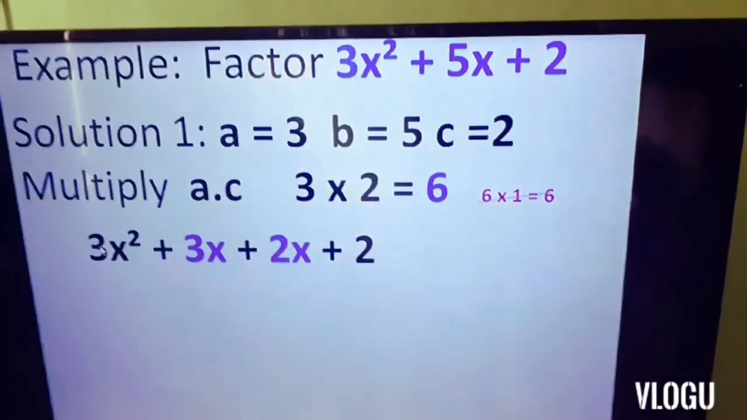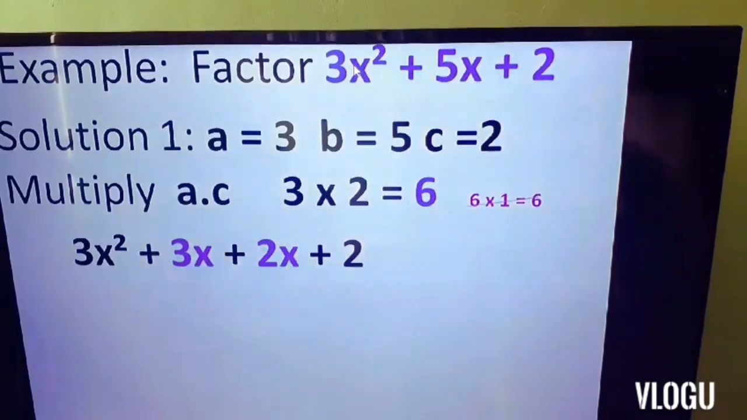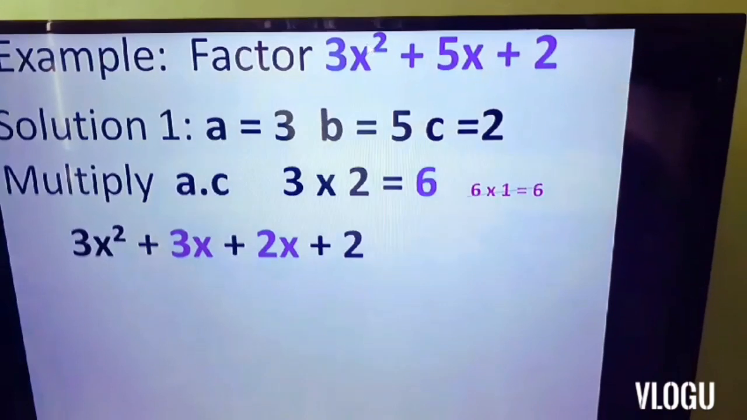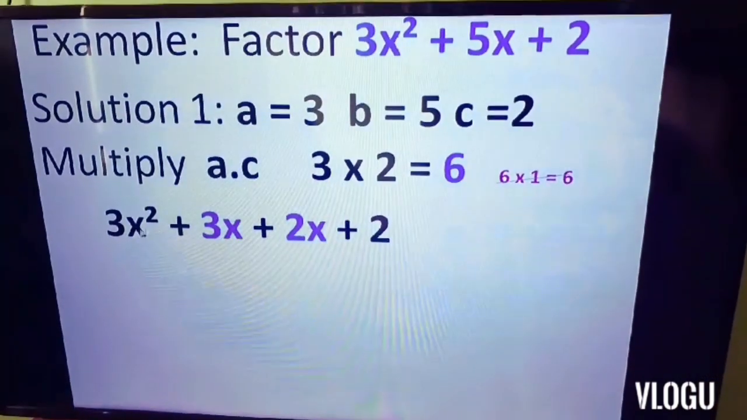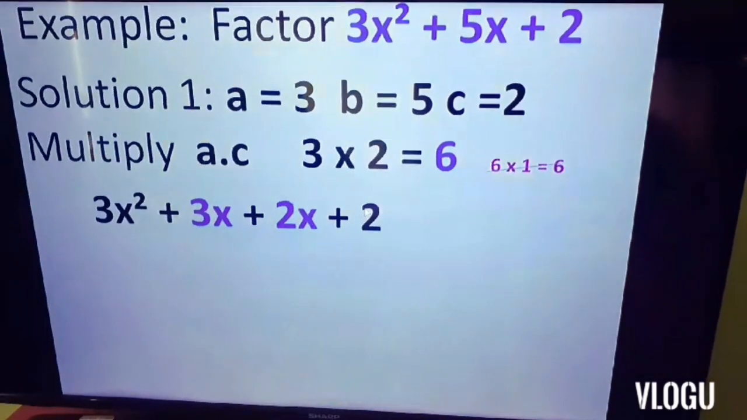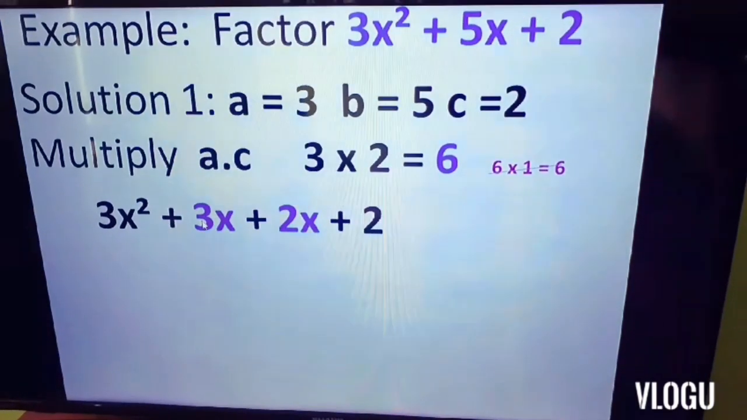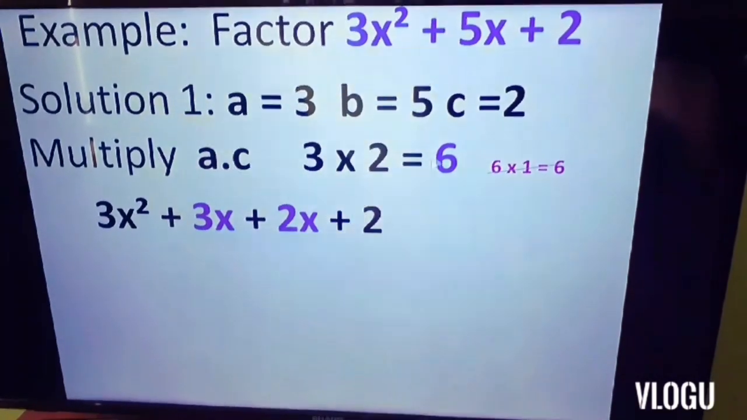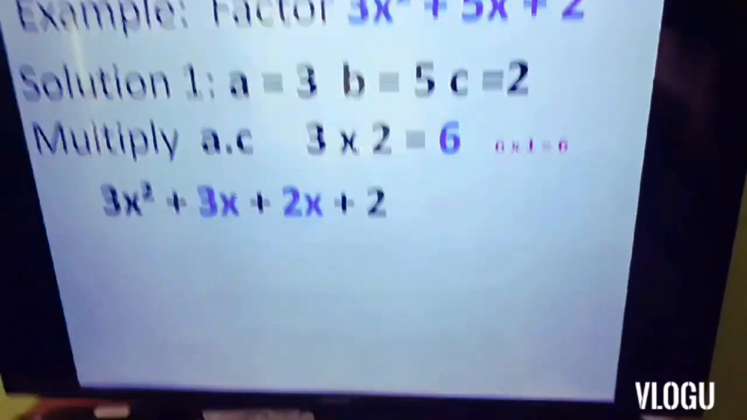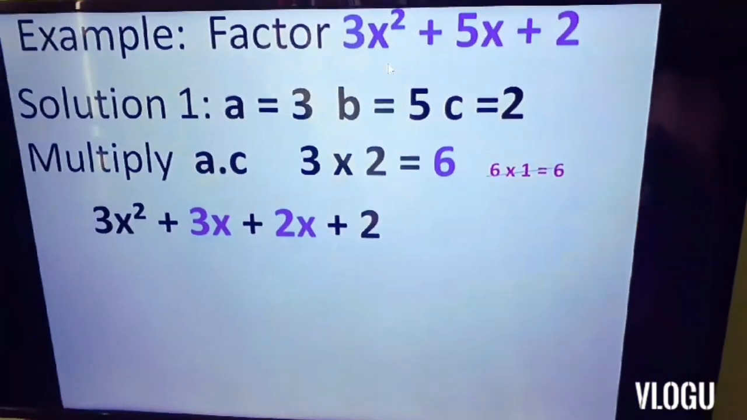Pagkatapos po natin gawin yan, we have to regroup the number. So kung mapapansin natin kanina, we have 3x squared, inupya ko yun. Then I have 2, the last term. Then yung A and C, I have to drop down, which is the factor of 6. So if we add these two factors, 3 plus 2, that is equals to 5. And that would be our middle term.